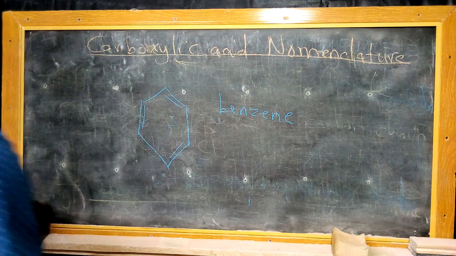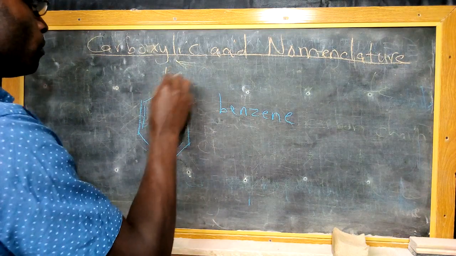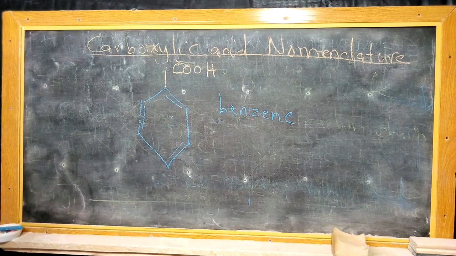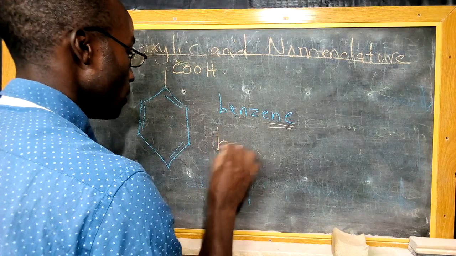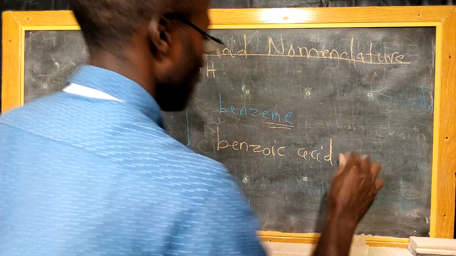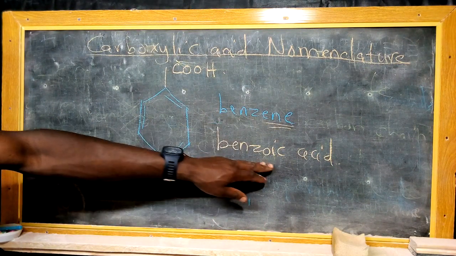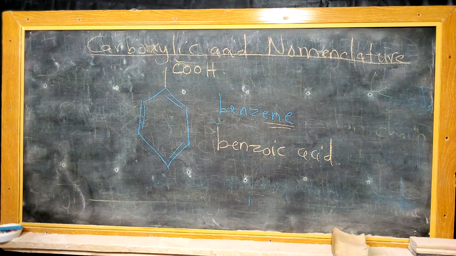But when it has a functional group of carboxylic acid, COOH, then it gets another name, and instead of benzene, we are going to call it benzoic acid. Just a simple name as that. Benzo is derived from benzene, and oic is for carboxylic acid, and that is the simple name for that.